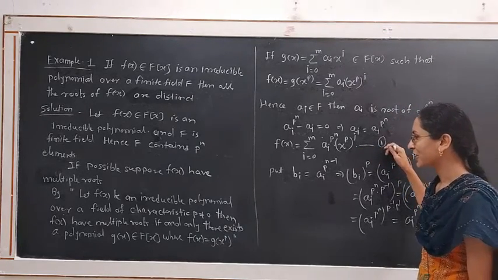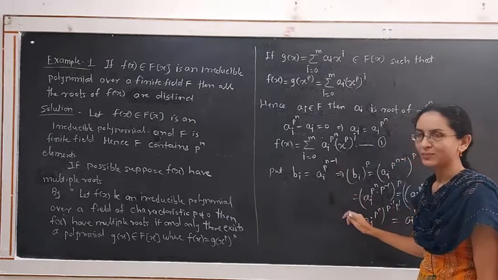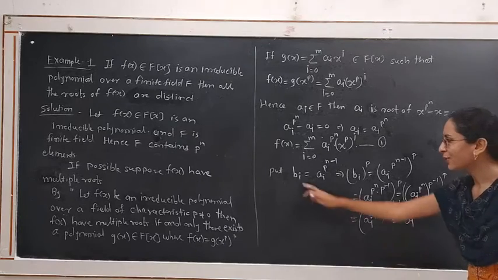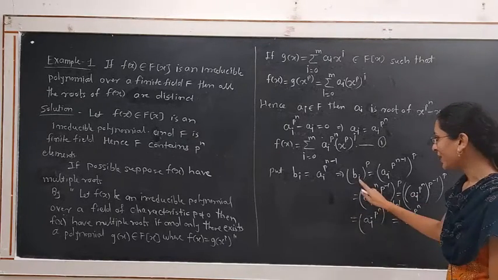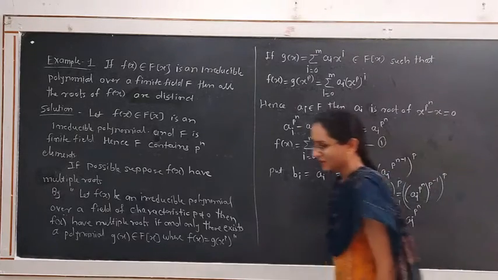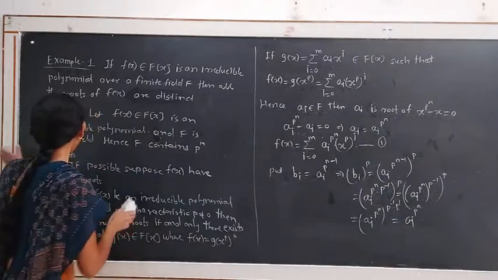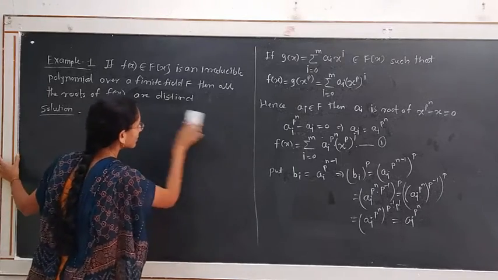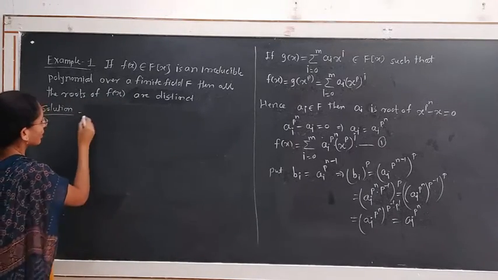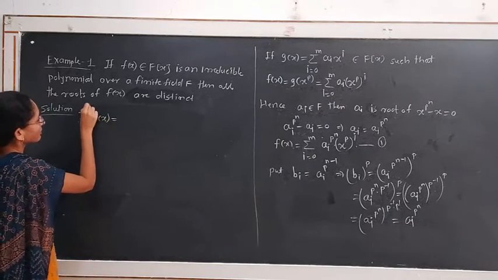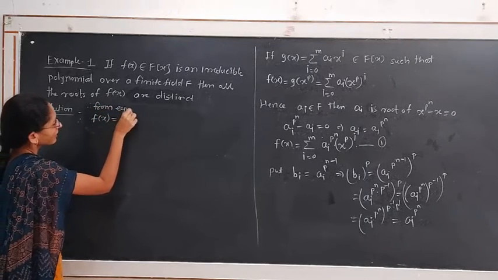After that, we have a substitution bi is equal to ai raised to p raised to n minus 1, and after rearranging the terms, we get bi raised to p is ai raised to p raised to n. Hence, from equation number 1, we get another expression for f(x).